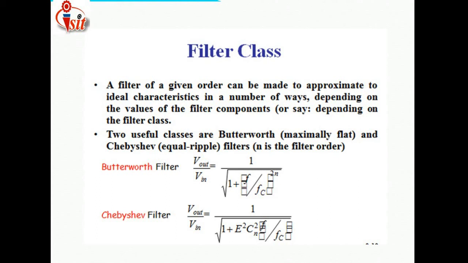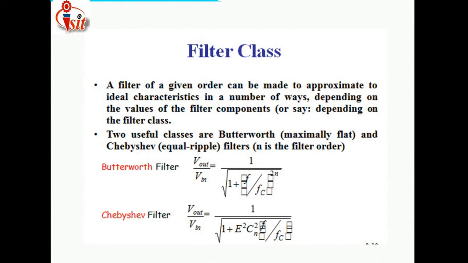A filter of a given order can be made to approximate the ideal characteristics in a number of ways, depending upon the values of the filter components, or say depending upon the filter classes. Two useful classes are the Butterworth maximally flat and the Chebyshev equal ripple filters. N is the filter order.